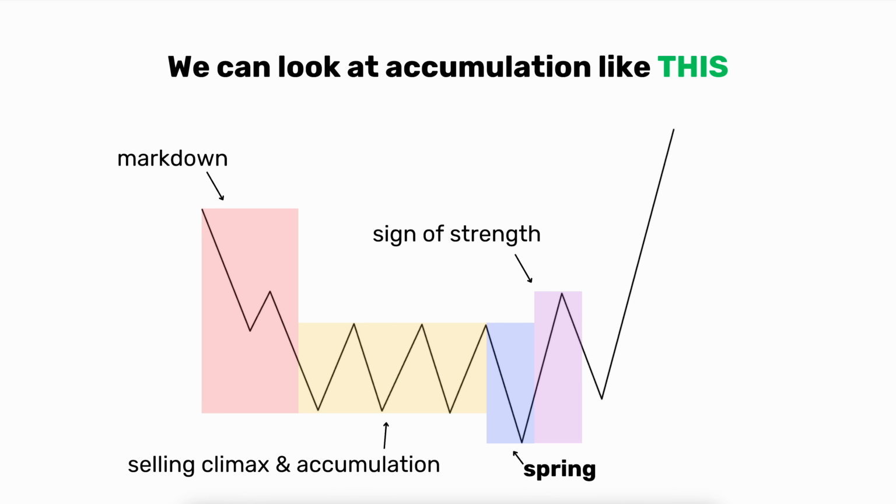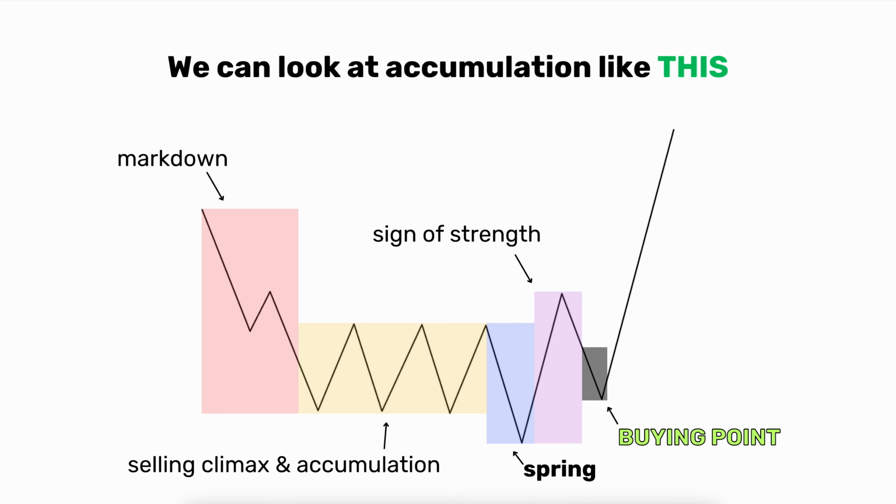So we see the sellers in control in markdown, buyers stepping in through the selling climax and accumulation range. In the spring, we see a final push of strength from sellers, but the sign of strength actually shows the buyers completely taking control of all of the downside sellers have attempted and actually closing the market higher than the initial selling climax and accumulation range, which shows that the buyers have now shifted the trend and are in control of this market. Following on from the sign of strength, we would then see a pullback.